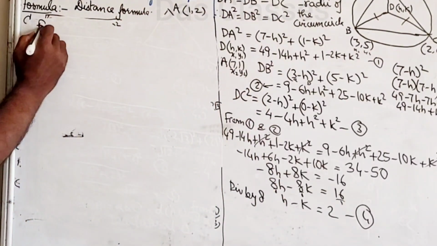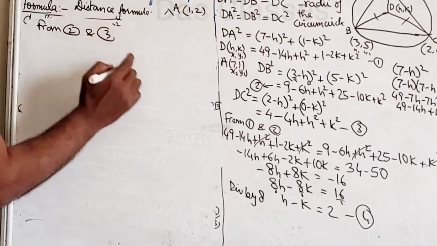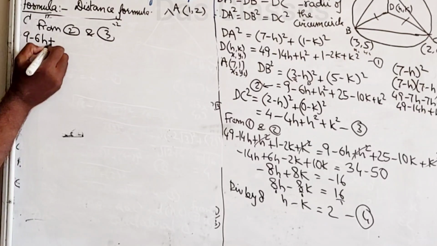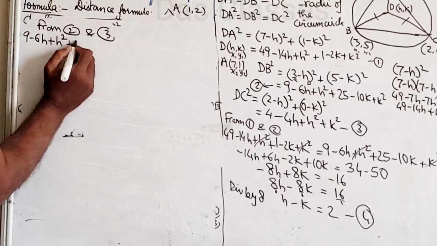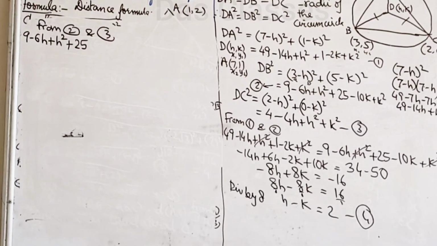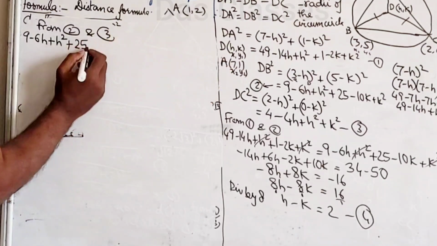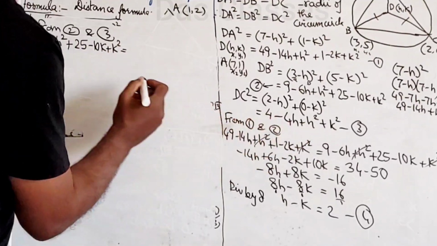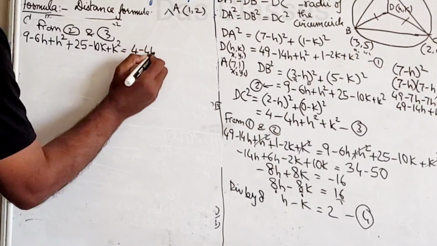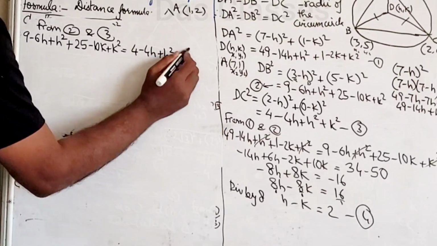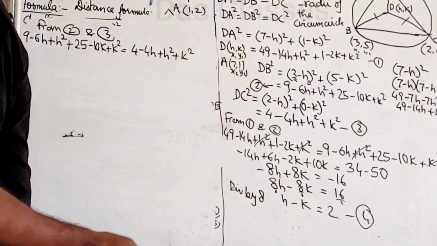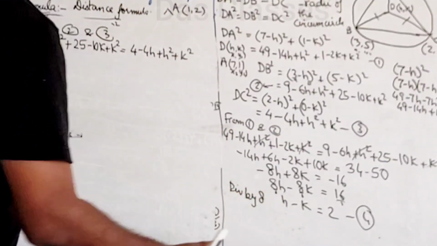So now from second and third, what we are going to get is, the second equation was 9 minus 6h plus h^2 plus 25 minus 10k plus k^2 will be equal to, the third one was 4 minus 4h plus h^2 plus k^2. Now remember, we have compared 1 and 2 and 2 and 3. You could have compared 1 and 3 also. You can take any two equations to get these simultaneous equation values, okay?